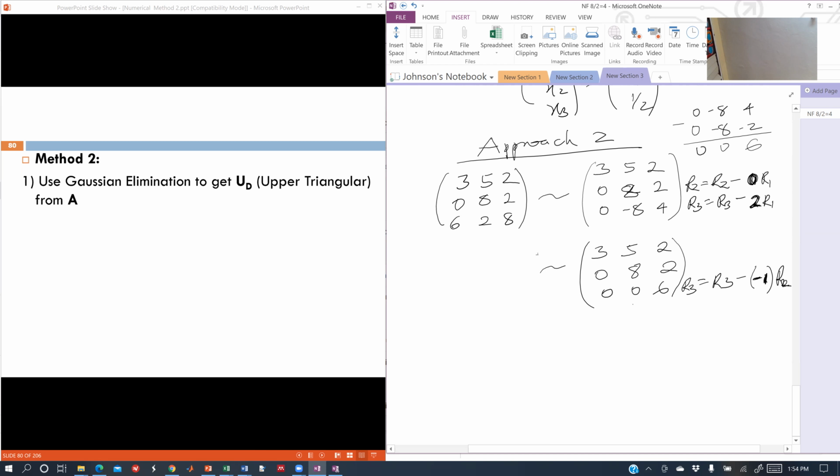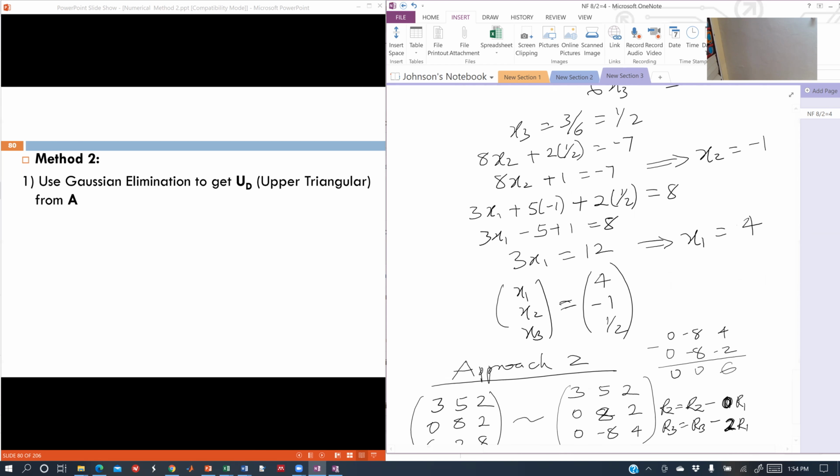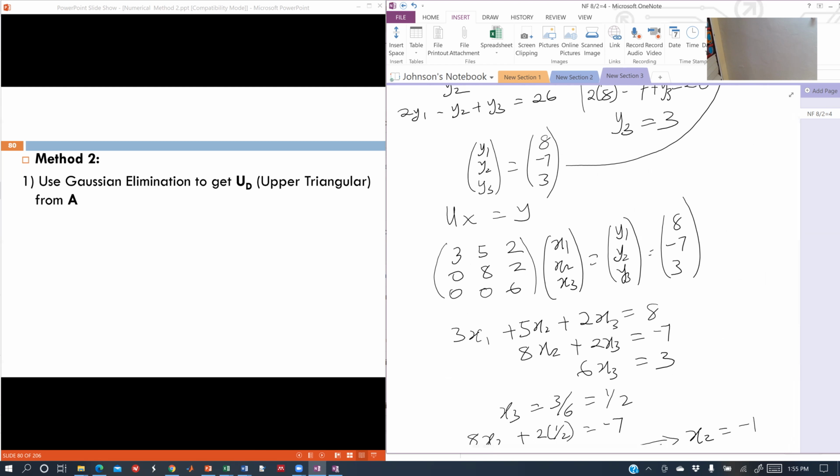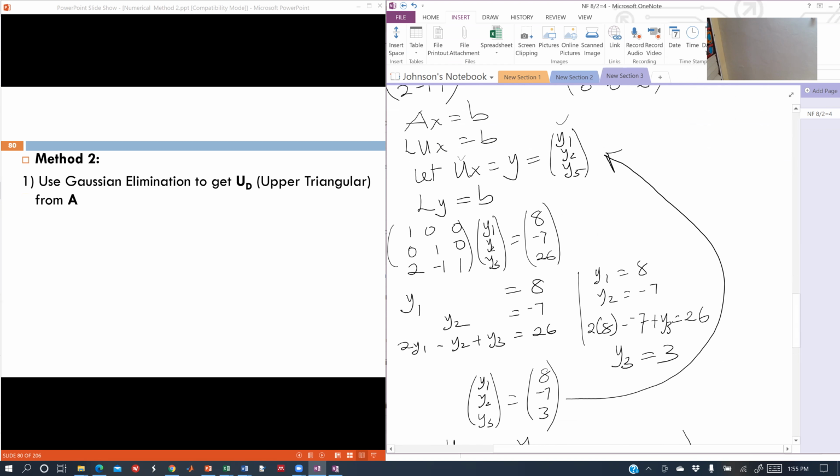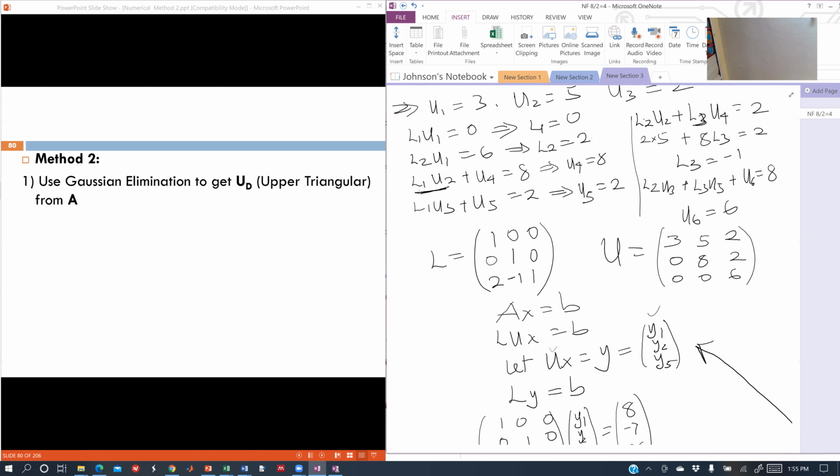You see, if you look at this matrix that we have here, it is the same as the upper triangular that we got from the previous session. It's upper triangular. Look at that. It is the same as that upper triangular. This one is upper triangular.